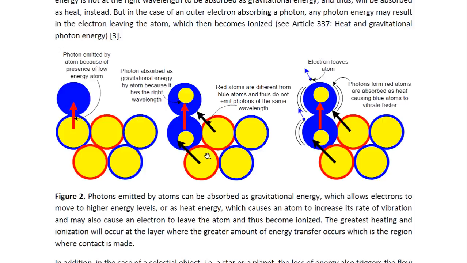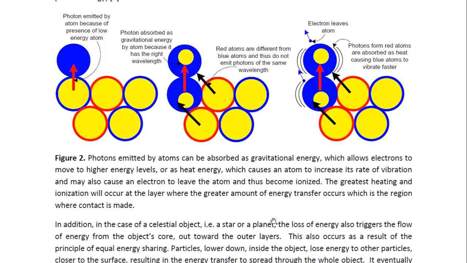But these are different atoms, so their energy is not absorbed as gravitational energy by the blue atoms. It's absorbed as heat energy. And that means that the blue atoms now start vibrating faster. And there may be ionization as well. They may lose electrons. Electrons may leave these atoms. So there may be heating and ionization occurring as a result of this transfer of energy.